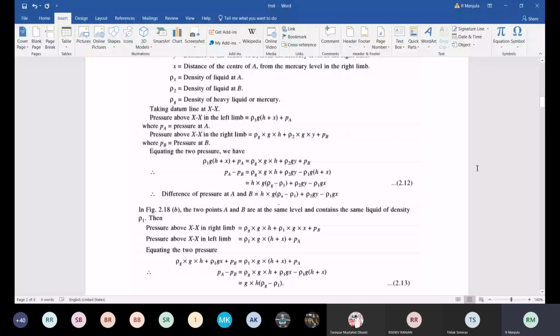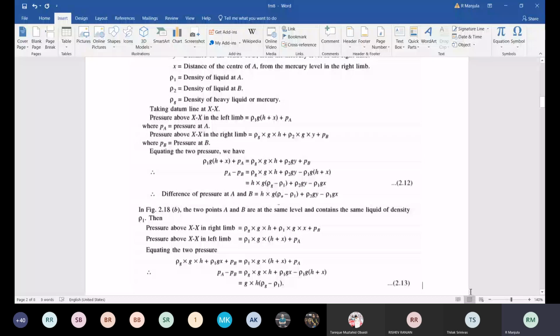Once you want to find out the difference of pressure in the same pipe, then obviously you'll be having the same liquid. Same liquid at the same level. If the levels are different, pipes are different, then you may go for different liquids. So you are using both of same liquids, hence density remains same.